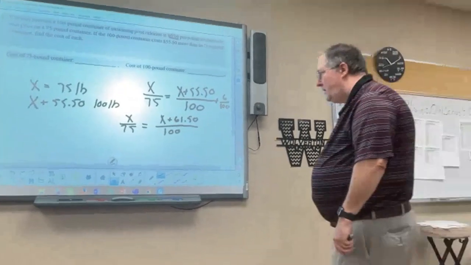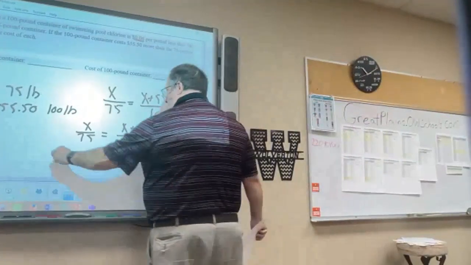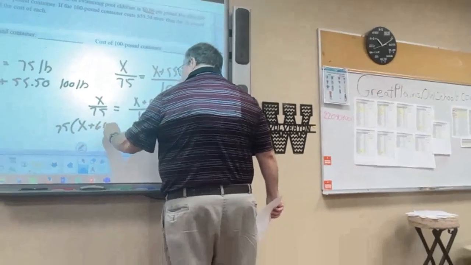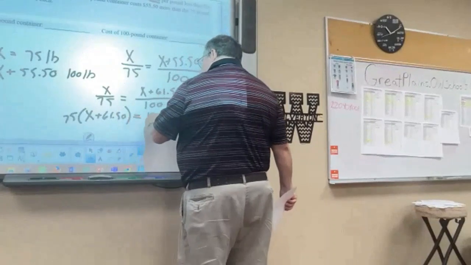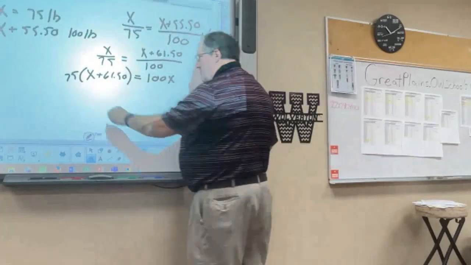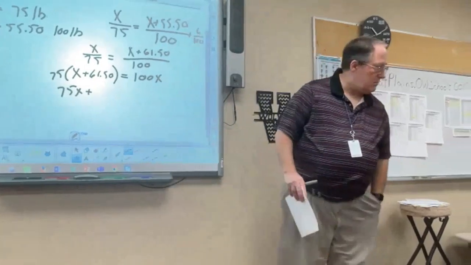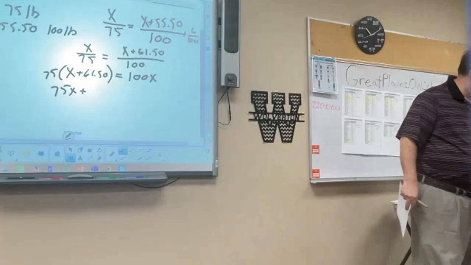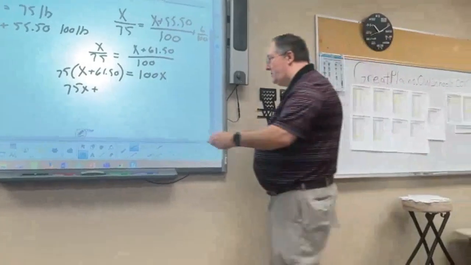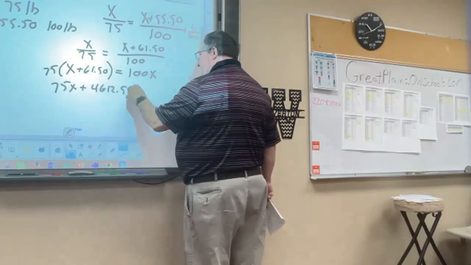We're going to get rid of the fractions by cross multiplying. So this would be 75x plus 150 is equal to 100x. Got to clear the parentheses. $61.50 times 75, and I got 4612.50. And since we're in the math, I'm just going to leave the 0 off so I don't lose it.